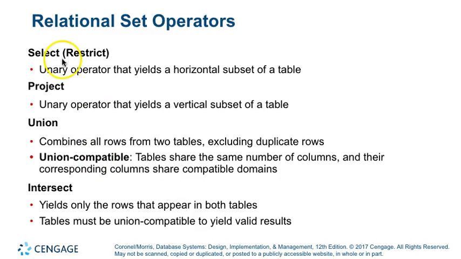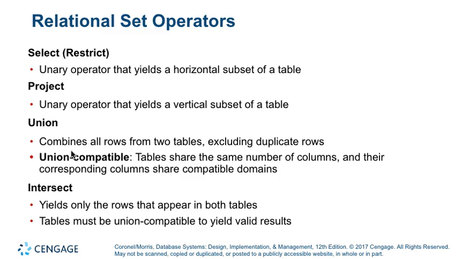I can select information from a table. I can project, that's another operator, to get a subset of a table, a vertical subset, a particular column. I can extract a union of data between two tables, and I can make sure it doesn't give me duplicates. If two tables contain the same row, the union excludes a duplicate. But a union combines all rows from two tables.